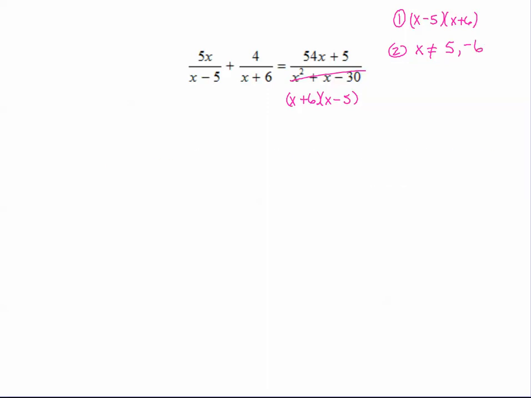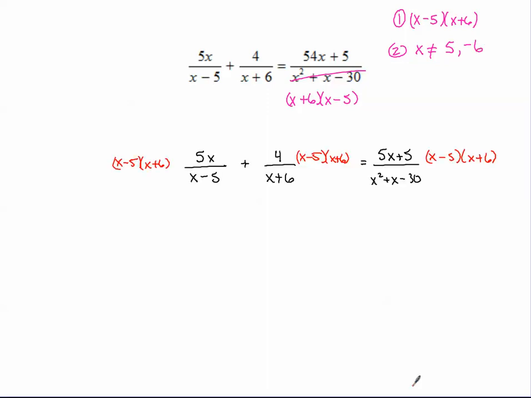Let me write that out. Okie dokie. So I've written it out. Again, our original is in black ink. Our LCDs are in red. So what cancels out? X minus 5 with the x minus 5. X plus 6 with the x plus 6. X squared plus x minus 30, well, we know that the factored form is just this. So that entire thing goes away with both of those.